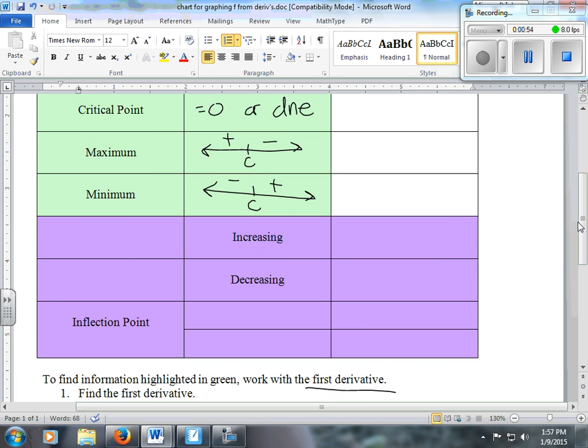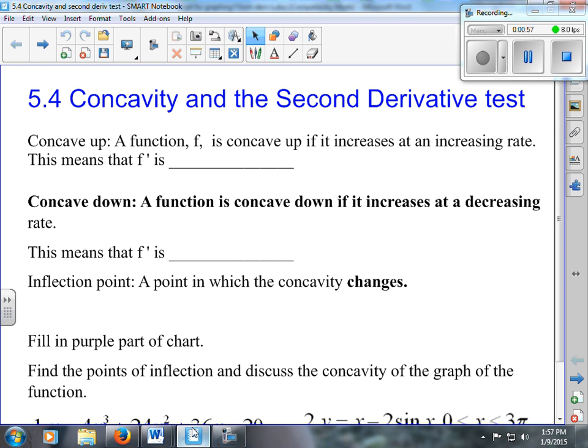Okay, let's go back to our notes. So the big idea is to talk about the concavity of a function f. And what we're going to be discussing really is when f is increasing at an increasing rate. Not only is f increasing, but the rate at which f increases is also increasing.